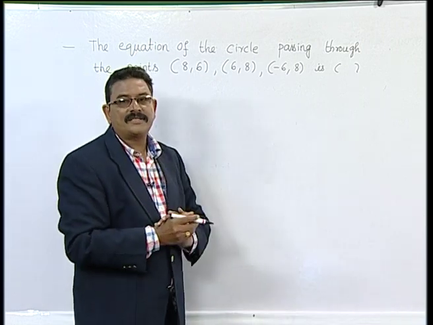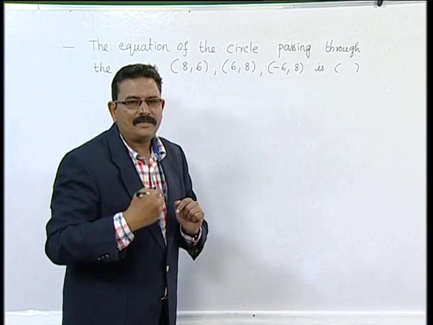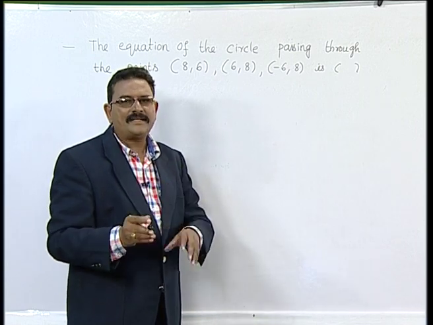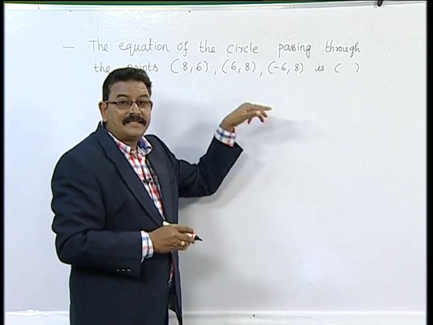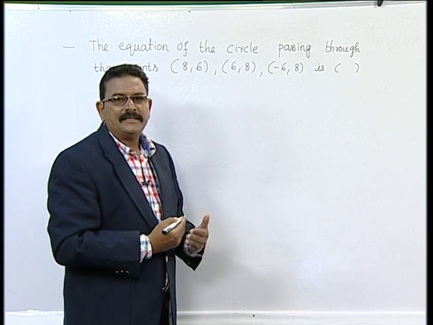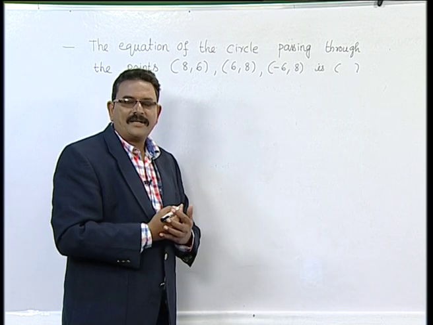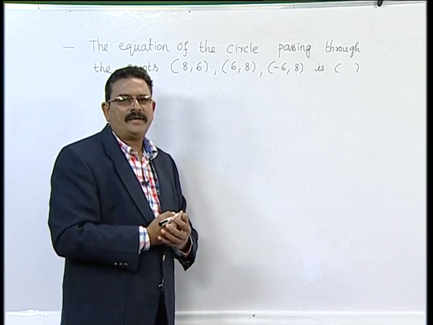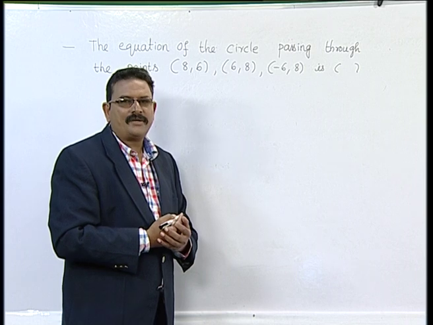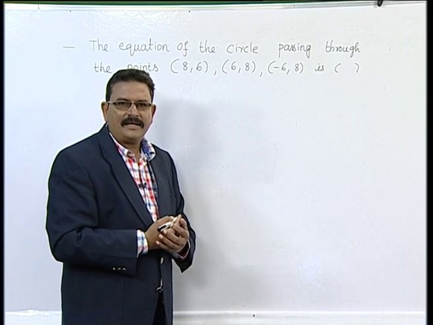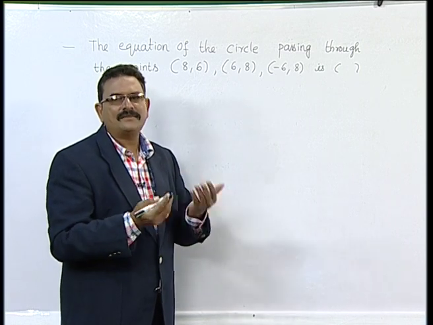If 0, 0 is the center of the circle, then x square plus y square is equal to r square, where r is the radius. R square is nothing but here 8 square plus 6 square, or 6 square plus 8 square, or minus 6 square plus 8 square. So, that means the equation of the circle passing through x1 y1, x2 y2 and x3 y3, providing x1 square plus y1 square is equal to x2 square plus y2 square is equal to x3 square plus y3 square, is given by x square plus y square is equal to x1 square plus y1 square.